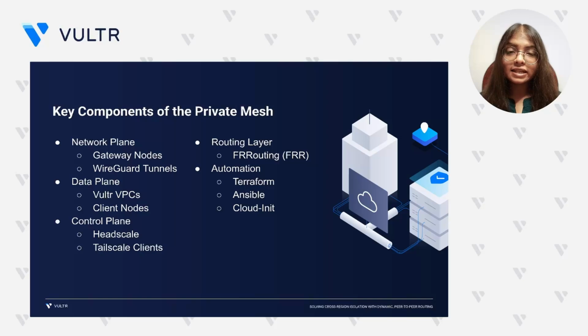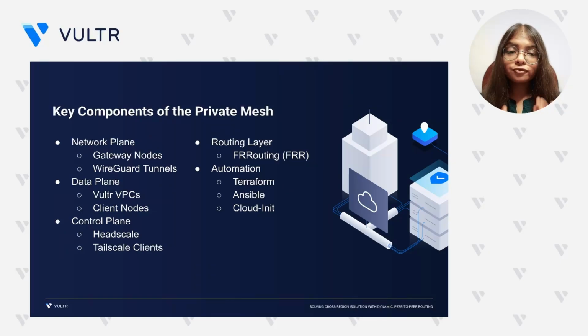Next comes the routing layer. FRRouting propagates tailnet routes from each regional gateway to the respective client nodes, ensuring seamless service connectivity across data centers. This ensures that even if a new subnet is added to a VPC, the entire mesh learns about it automatically.